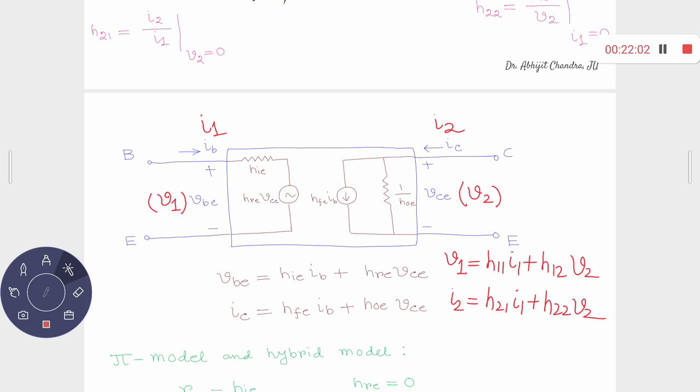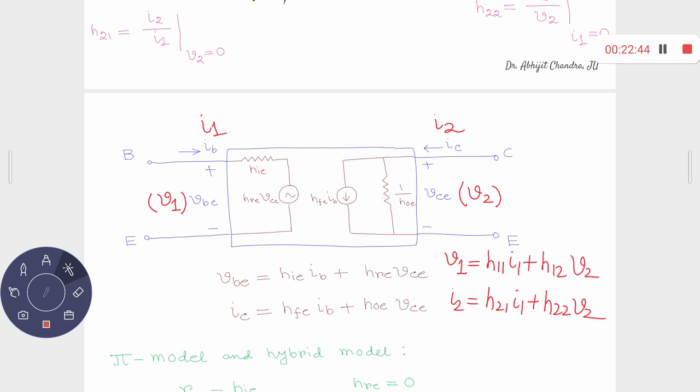Similarly, H21 can be represented as HFE. F stands for forward current gain. And HOE, that is the output admittance or conductance, you can call it. So here O stands for conductance or admittance. So HOE, okay? HFE is the forward current gain. So therefore, I can write VBE, that voltage, is nothing but HIEIB plus HREVCE, okay?